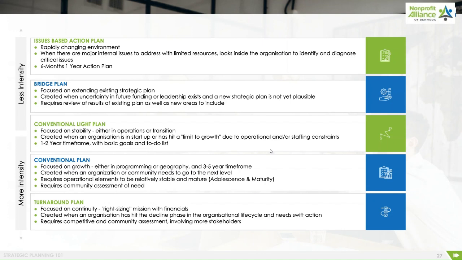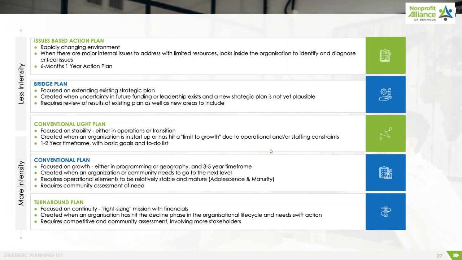The conventional light plan focuses on stability, either in operations or transitions. It's created when an organization is in a startup typically or has a limit to growth due to operational and or staffing constraints, and it generally looks at a 1 to 2 year time frame with basic goals and a to-do list for that time frame.